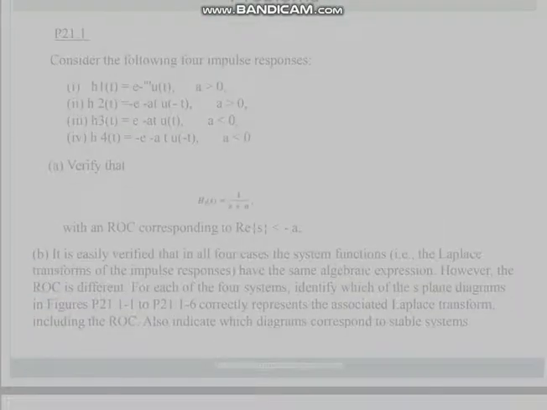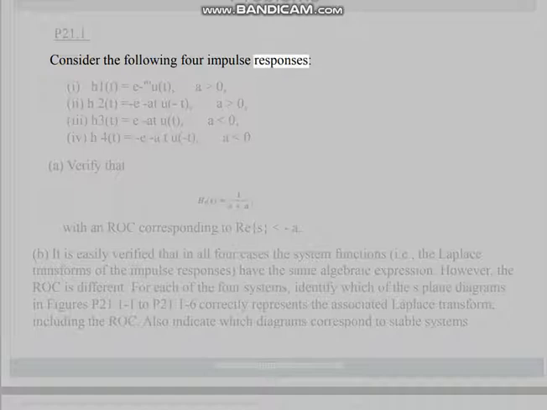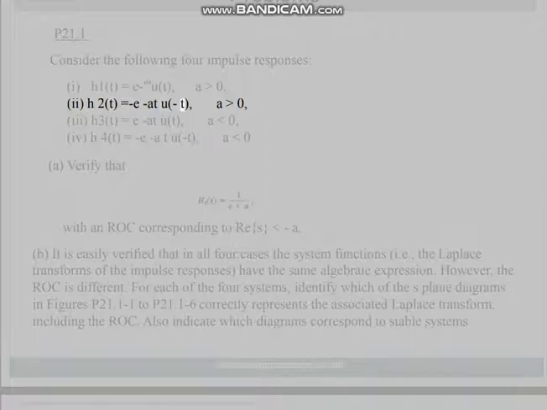Problems. P21.1. Consider the following 4 impulse responses. 1. h1(t) = e^(-at)u(t), a > 0. 2. h2(t) = e^(at)u(-t), a > 0. 3. h3(t) = e^(at)u(t), a < 0. 4. h4(t) = e^(at)u(-t), a < 0. A. Verify that with an ROC corresponding to Re(s) > -a.